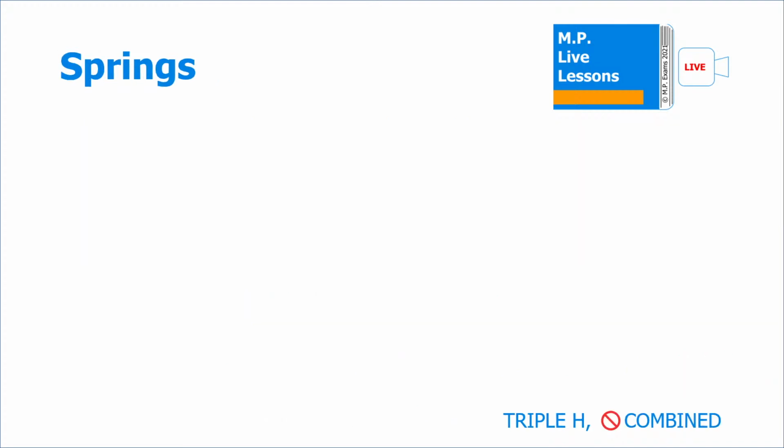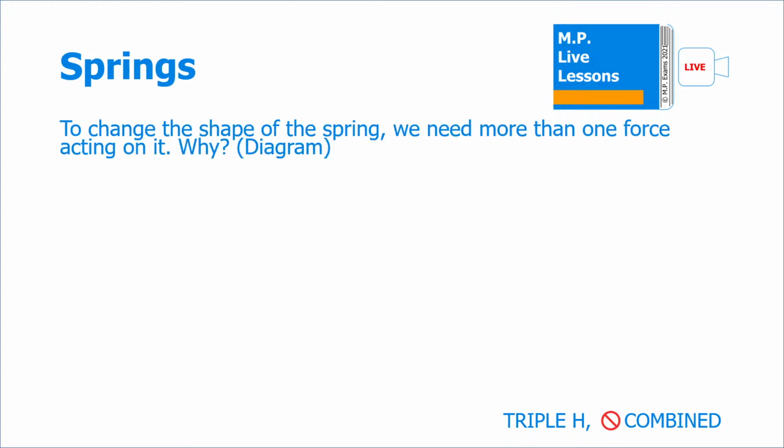Now, more triple content would be springs. So this isn't assessed in any of combined science. So the triple students need to know that to change the shape of a spring, we need more than one force. This is because if you have one force, you're going to simply drag the spring along. Think about a table. You'll need to hold the spring in place. That means you need two forces acting on it.